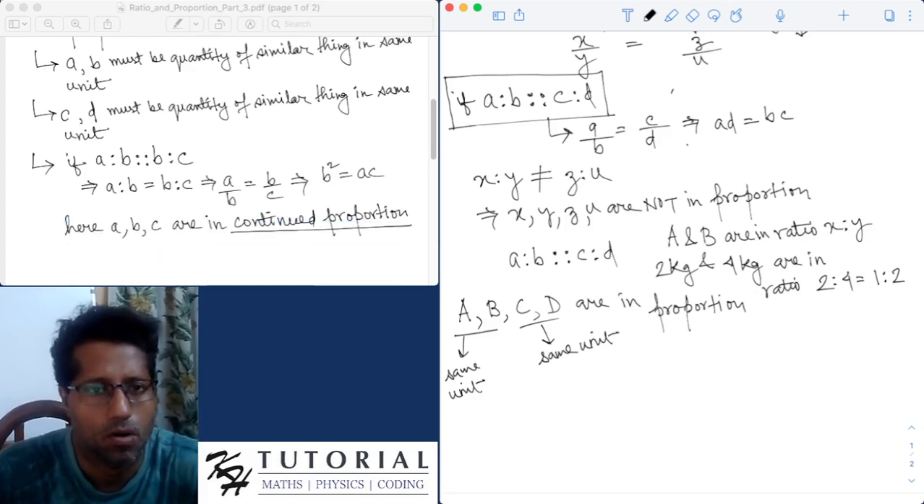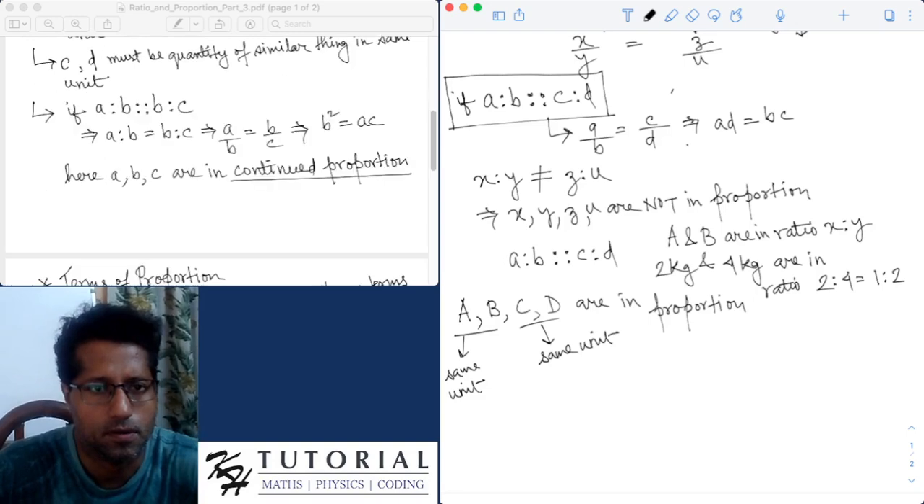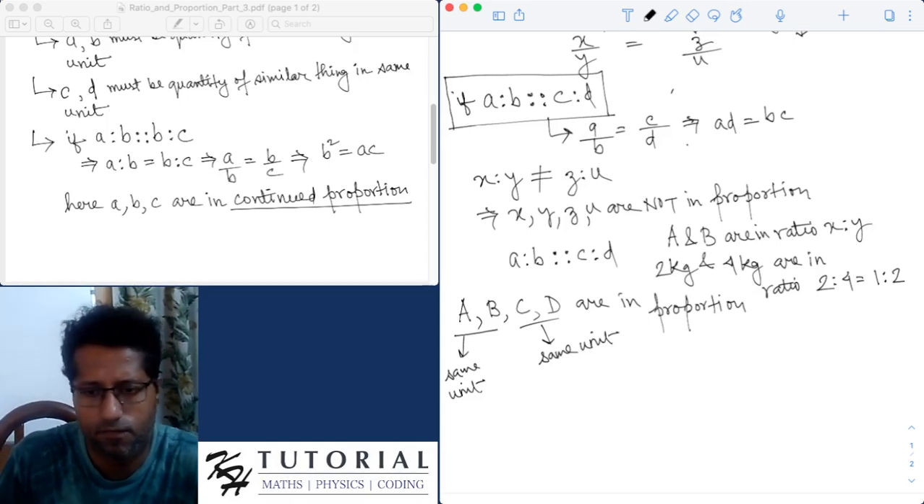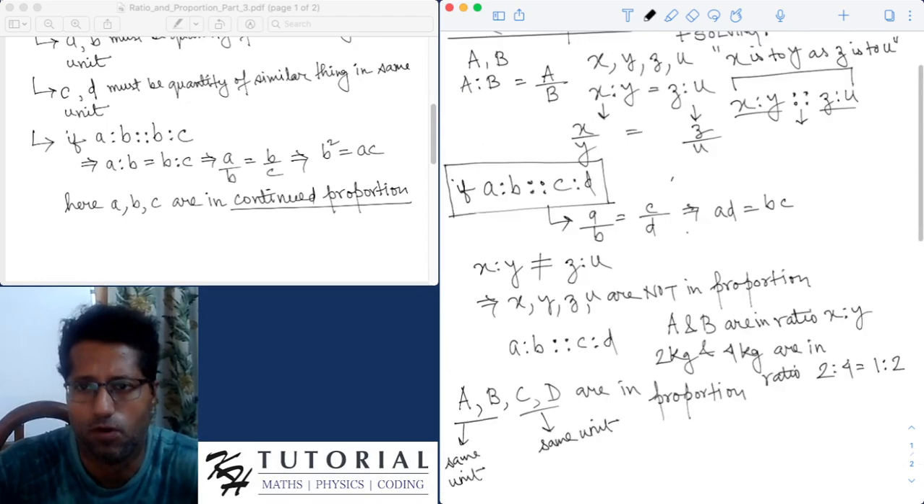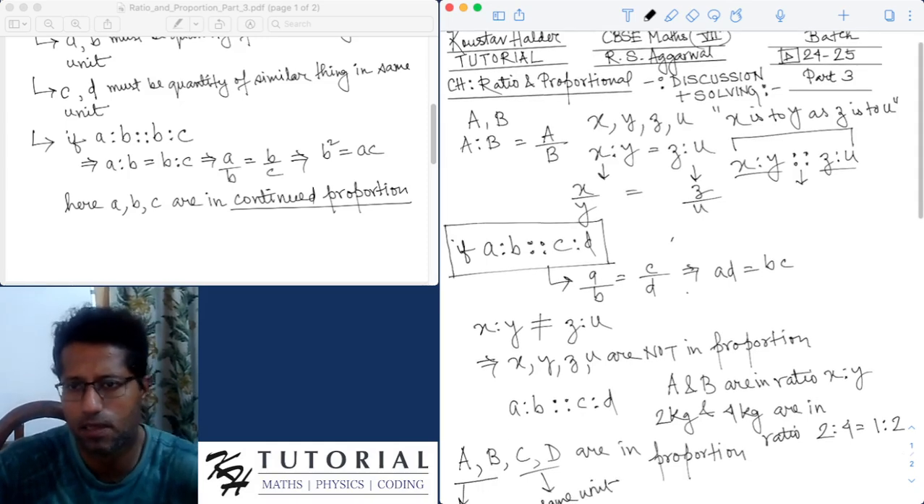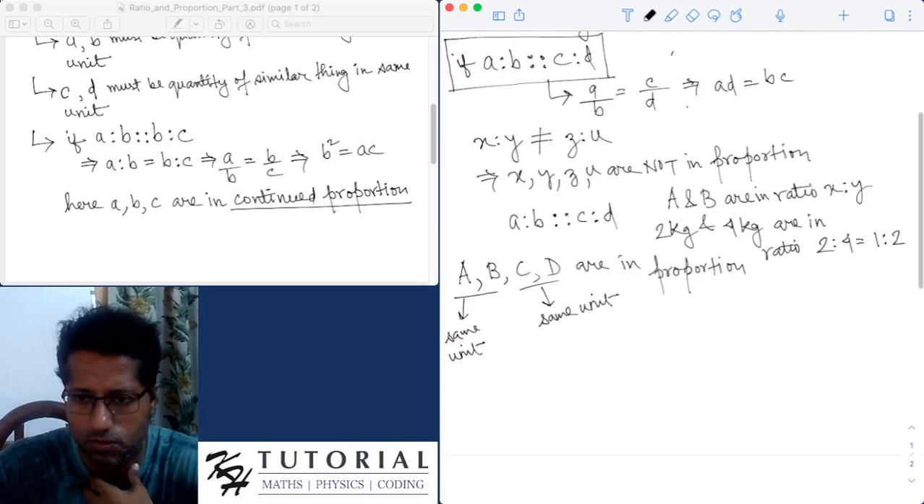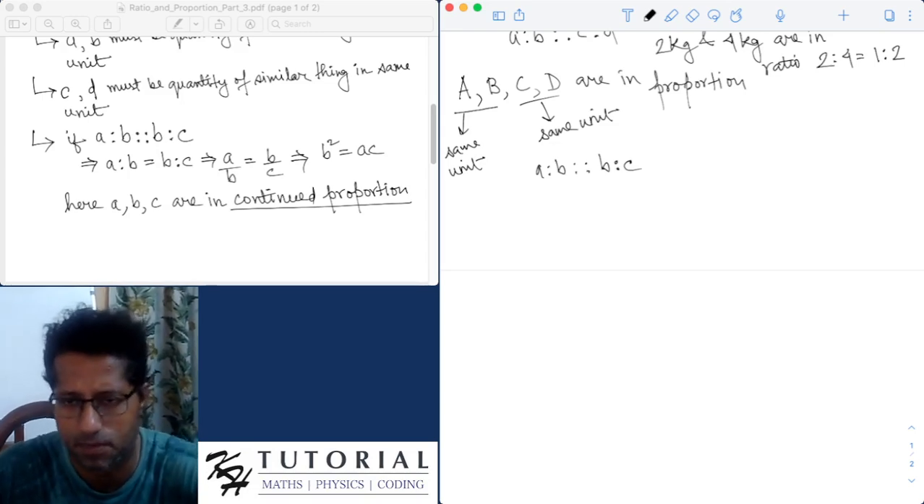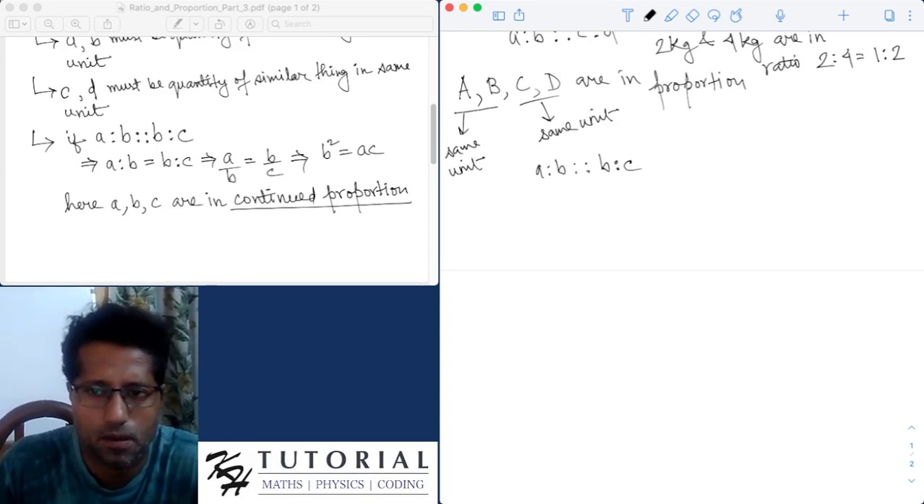Okay, now this was regarding 4 terms in proportion A, B, C, D. If A, B, C, D are in proportion, then we say that A is to B equals C is to D. But if it is given that A colon B is proportional to B colon C, then we see that there are actually 3 terms, A, B and C, and B is common. So the concept is the same.